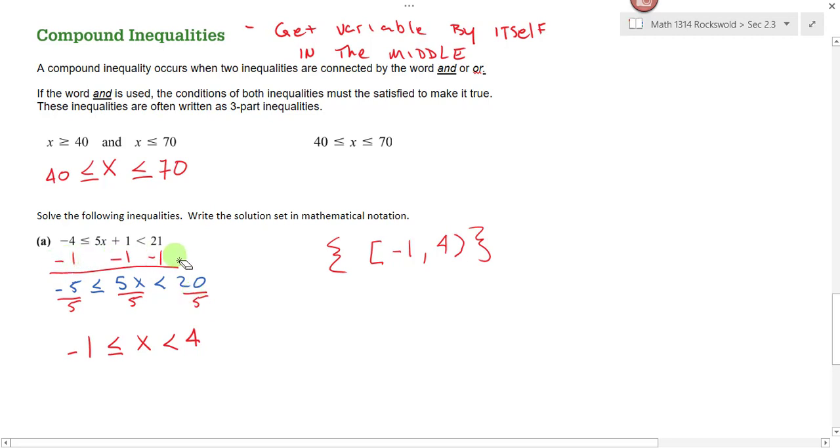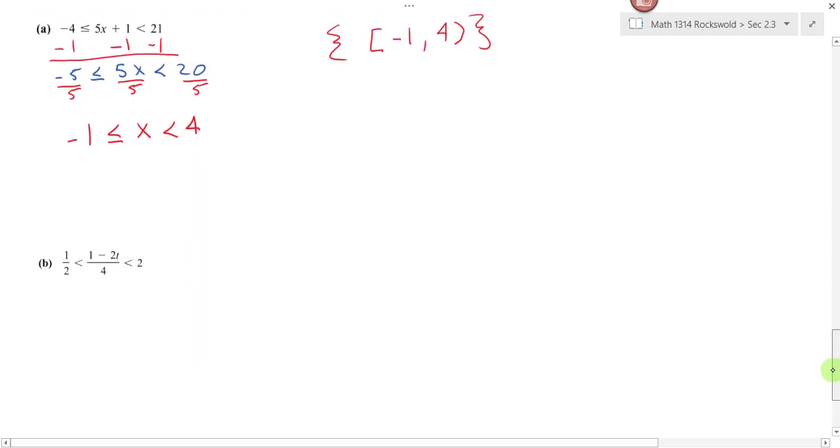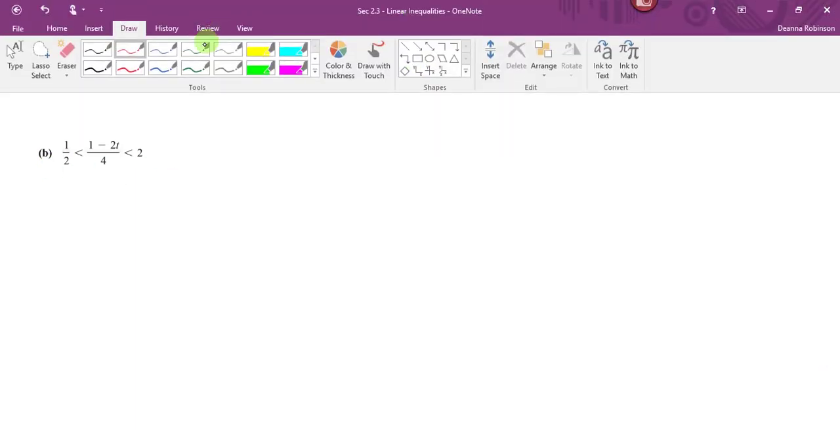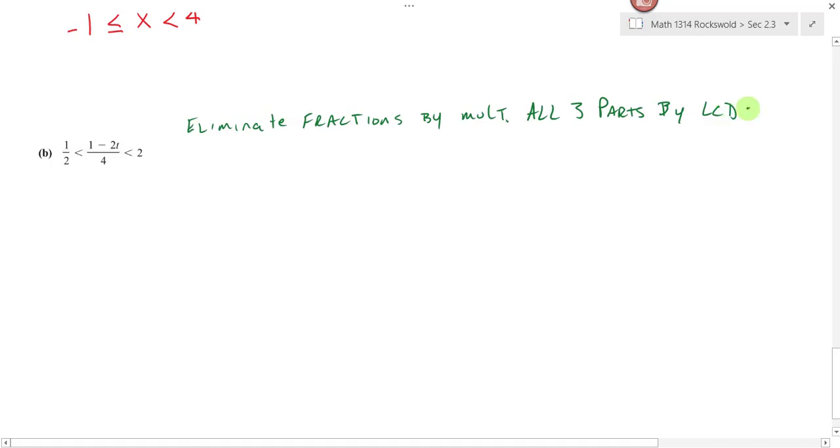I can subtract all day long without flipping any inequalities. Multiplying or dividing by a negative causes you to flip. All right, on part B, I have a compound inequality with fractions. What's the first thing I want to do? And what is my LCD equal to?